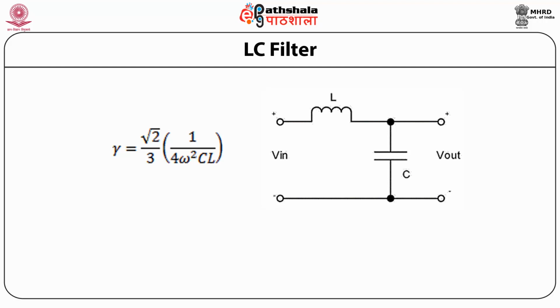Another type of filter is the LC filter, that is the combination of an inductor in series with a capacitor, connected like this. In this filter, the ripple factor is directly proportional to the load resistance in the inductor filter, whereas in the capacitor filter it is inversely proportional to load resistance. But in this type of filter, it is independent of load resistance. That is, it is given by root 2 by 3 multiplied by 1 by 4 omega square C L.